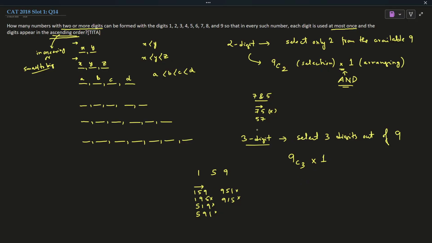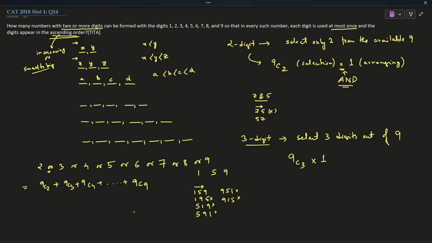Okay, that means what is the total number of ways? I can form a 2-digit number, or a 3-digit number, or a 4-digit number, or a 5-digit number, or a 6-digit number, or a 7-digit number, or an 8-digit number, or a 9-digit number. The number of ways of forming a 2-digit number is 9C2. I have OR, guys. Remember, if there is OR, I will add. If there is AND, then I will multiply. So 9C2 plus 9C3 plus 9C4 plus dot dot dot plus 9C9.